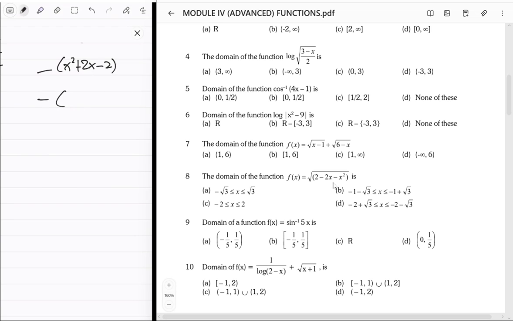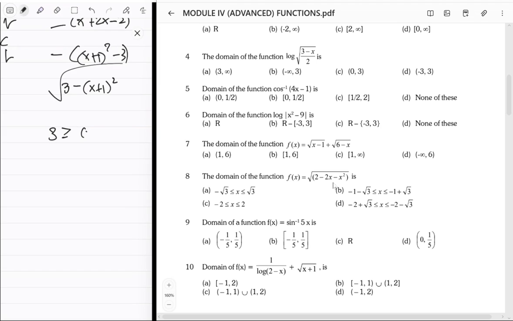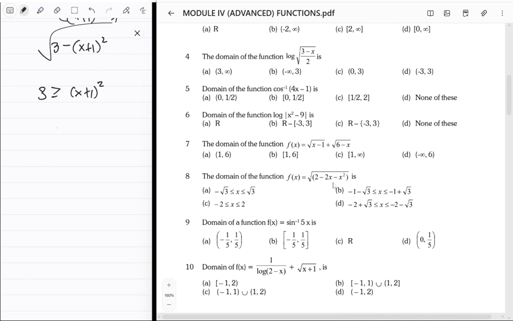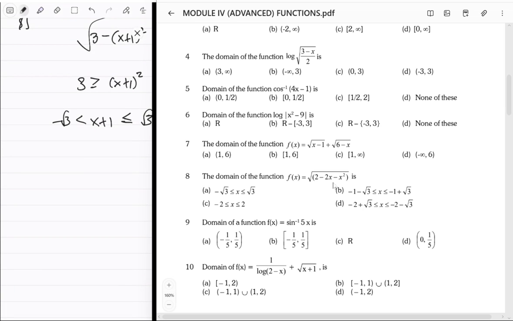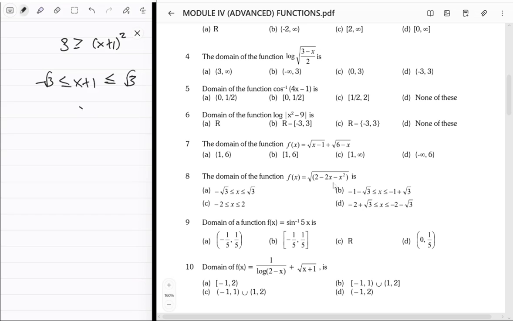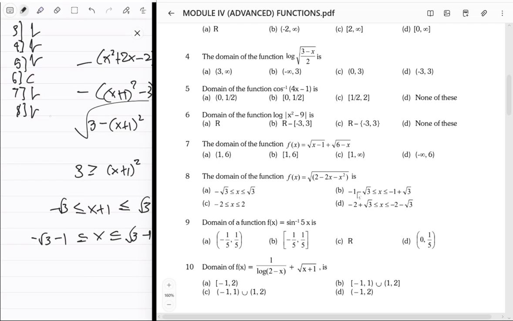So let me just make a perfect square. So x plus 1 squared minus 3, basically 3 minus (x plus 1) squared, under the square root. So the condition is that 3 must be bigger than or equal to (x plus 1) squared, which means x plus 1 must be between negative square root of 3 and square root of 3, inclusive as well. So x is between negative square root 3 minus 1 and square root 3 minus 1. Makes sense? B is the answer. Next question.